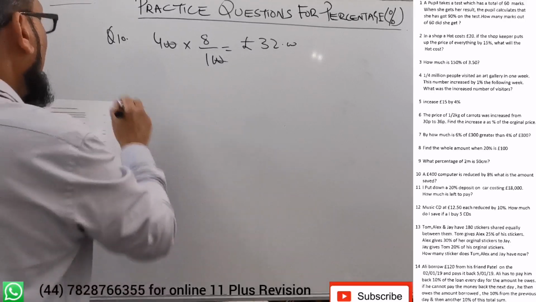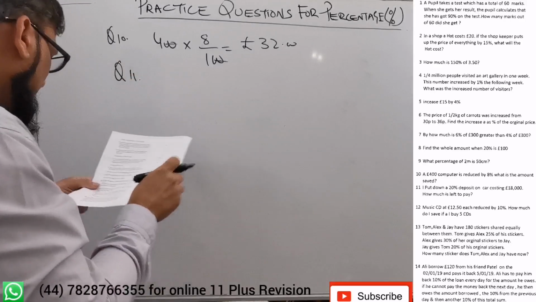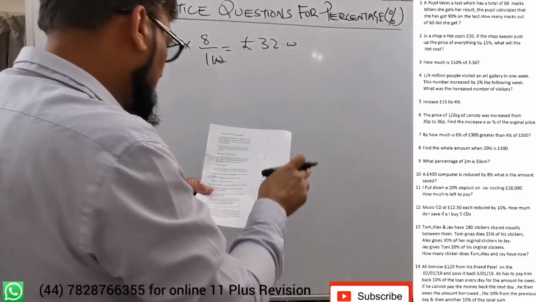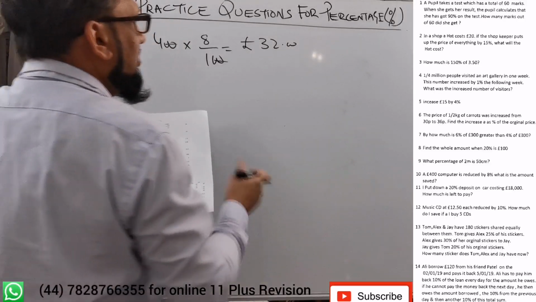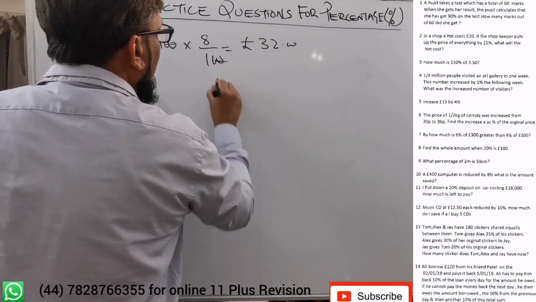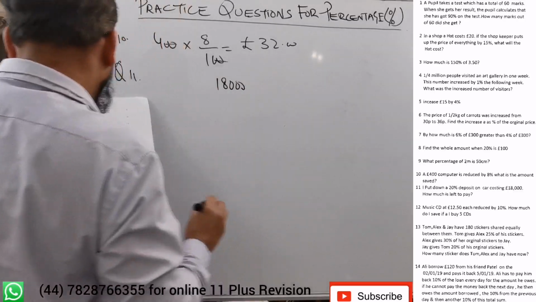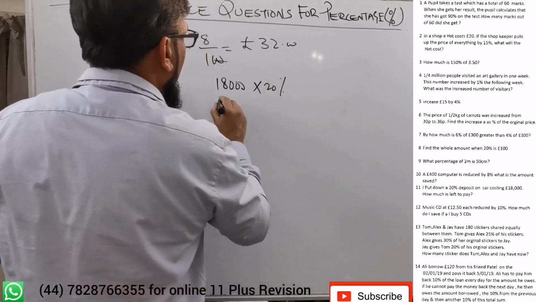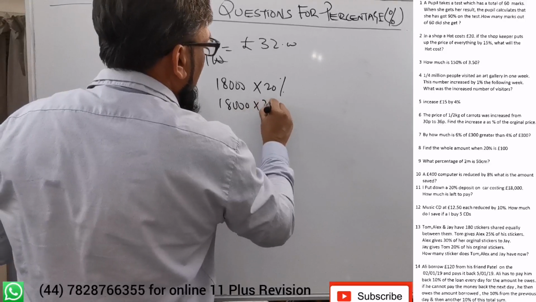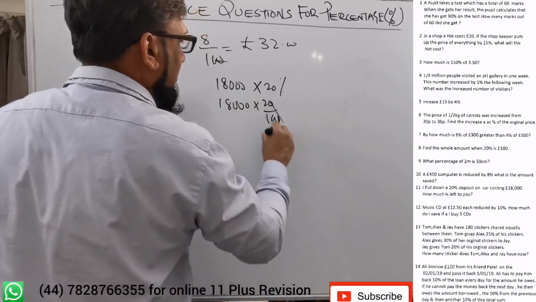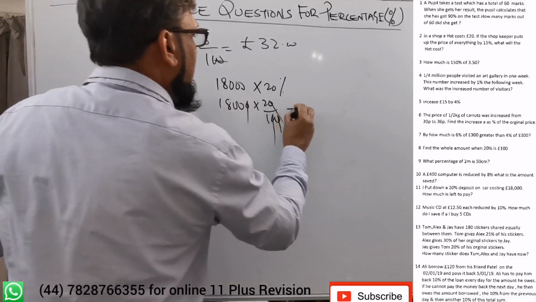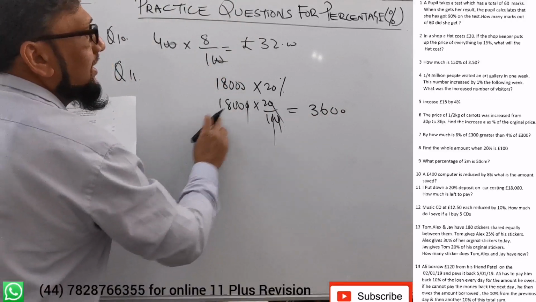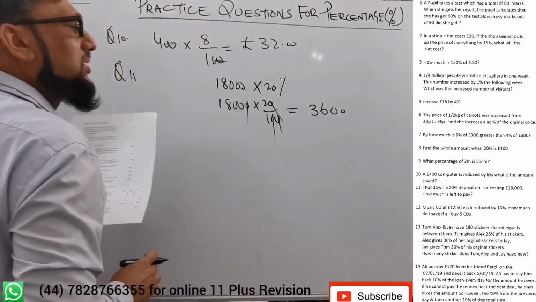And now move to question number 11. I put down a 20% deposit on a car costing 18,000. How much is left to pay? So the cost of the car is 18,000, and the deposit is 20%. So 18,000 times 20 over 100. This 0 cancels this 0, this 0 cancels this 0. So 18 times 2 is 36, and how many zeros are there? There are 2 zeros. So this is the deposit which I made, 3,600.